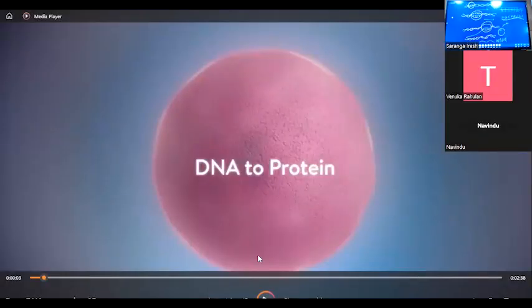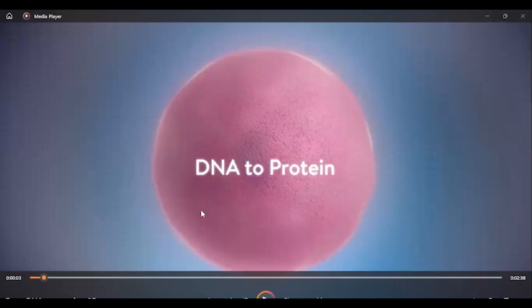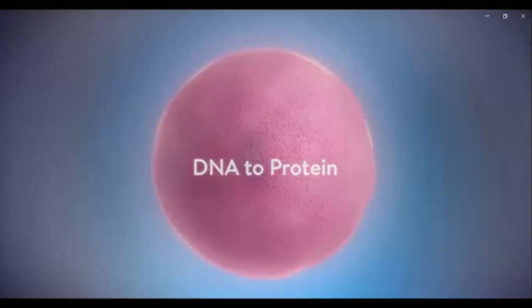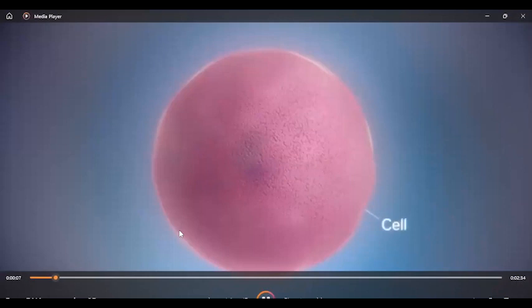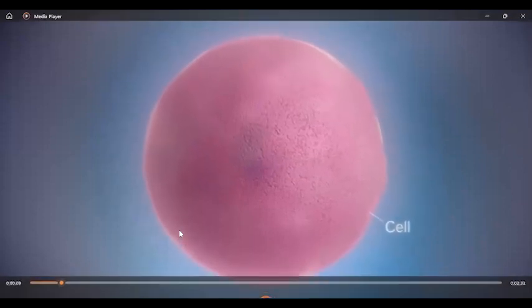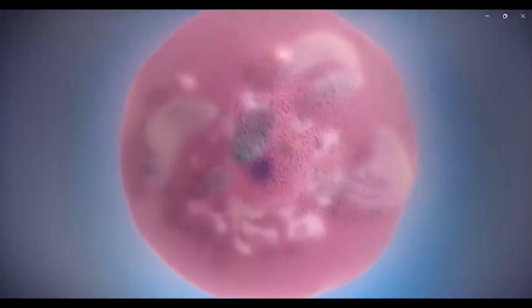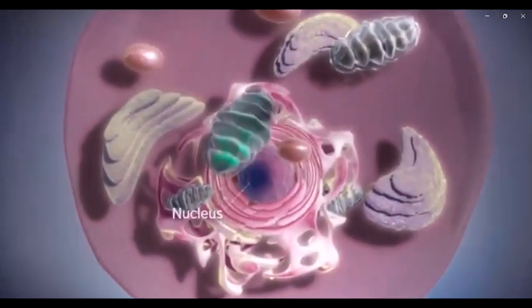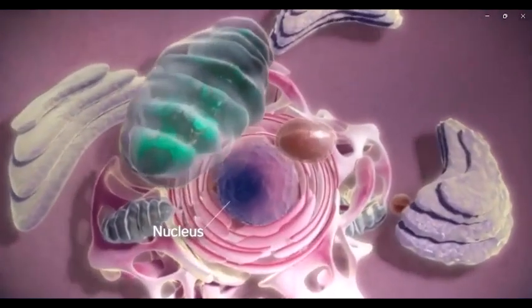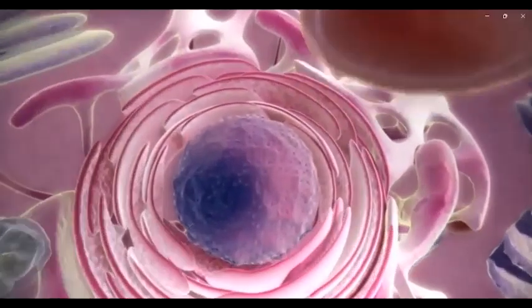See the first step of DNA synthesis, transcription process. Here is a cell, the basic unit of all living tissue. In most human cells, there is a structure called the nucleus. The nucleus contains the genome.